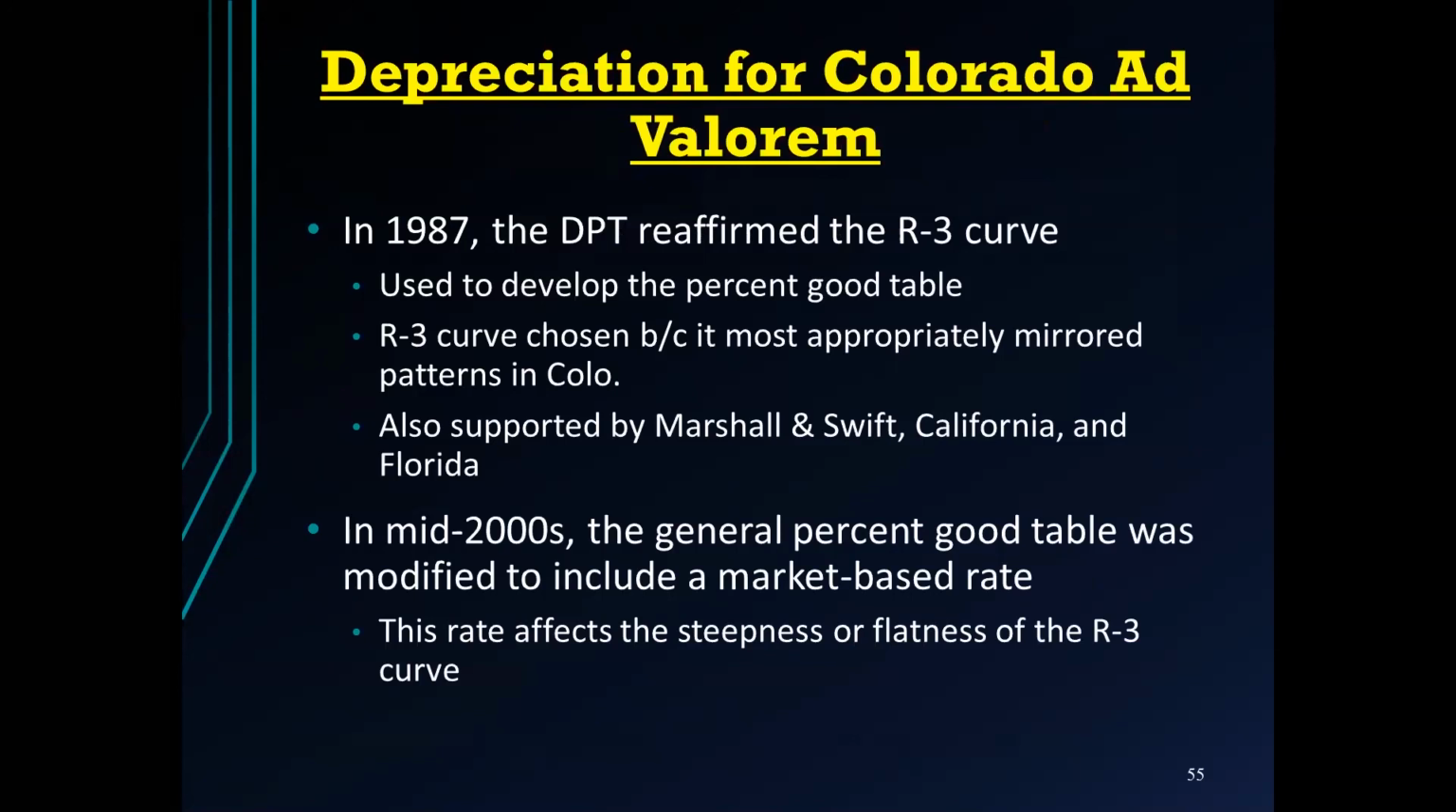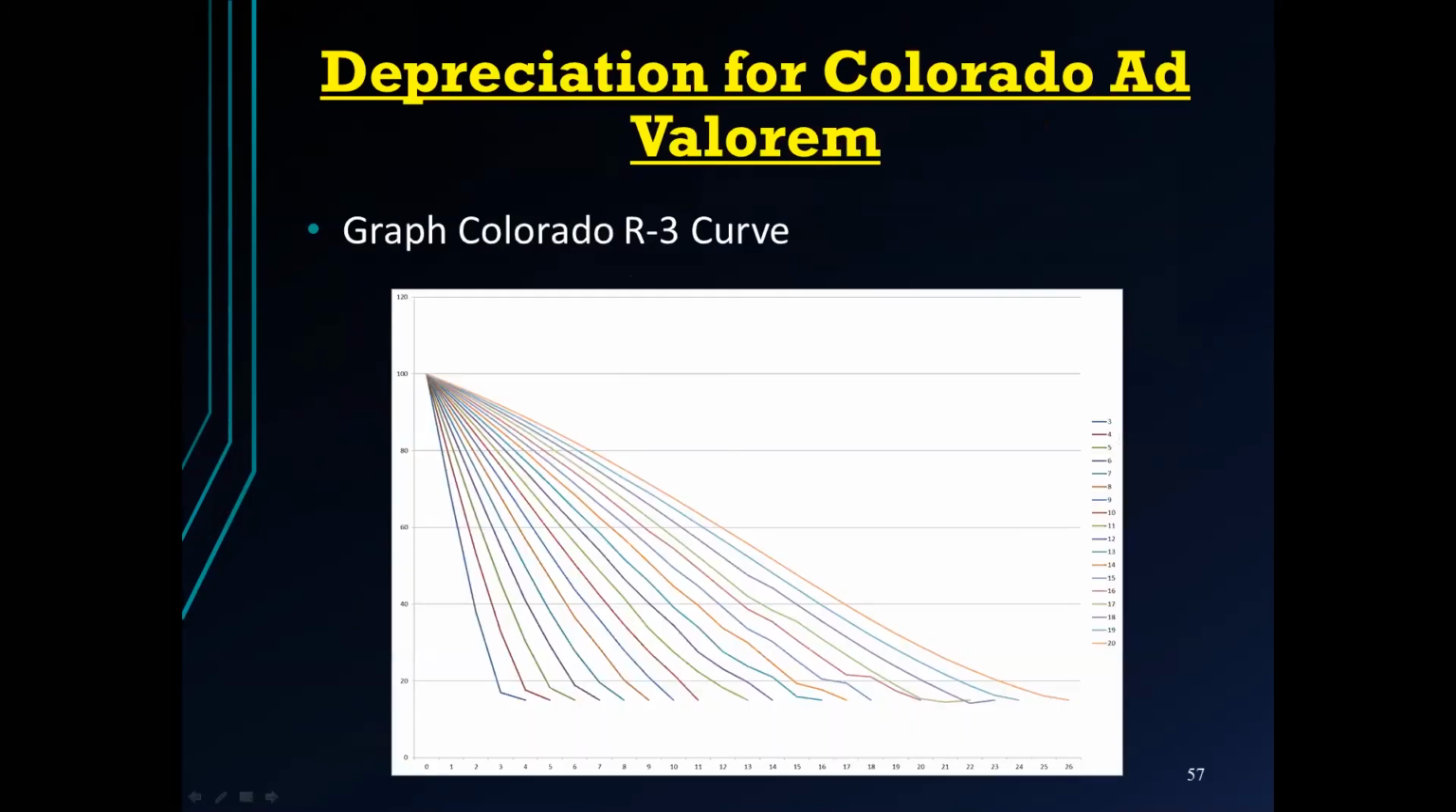In the mid-2000s, the general percent good table was modified to include a market-based rate. And all that means is, I think we have a picture here. Okay. If you graph the R3 curves from our tables, this is what they look like. And don't be confused. They don't look like the curves that I showed you earlier. That's not because they're wrong. It's when you turn the curves into depreciation, they look more like this instead of a curve. But it's not straight line. And if you actually follow those, you'll notice it's not a straight line depreciation.